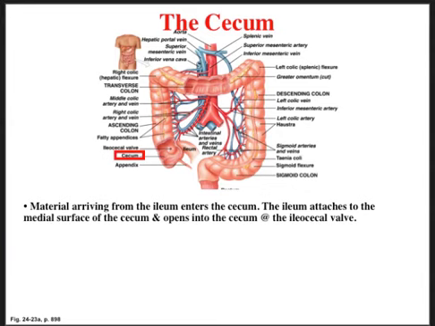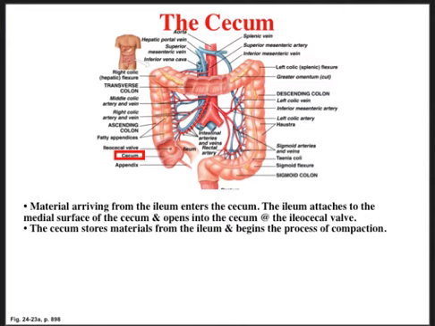The material that comes from the ileum enters the cecum through the ileocecal valve. By the time it gets there, hopefully all the nutrient content of the food has been absorbed into the bloodstream. The cecum stores material from the ileum and begins the process of compaction. Notice that at the inferior end of the cecum is this little sucker down here.